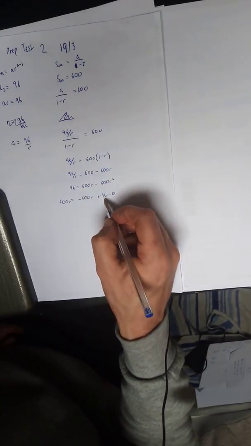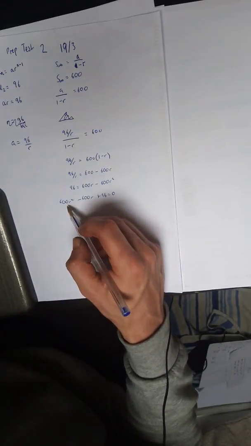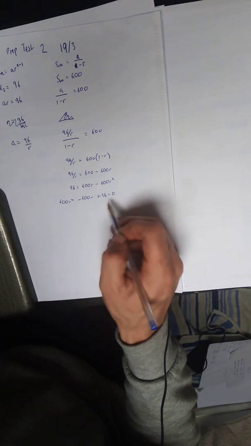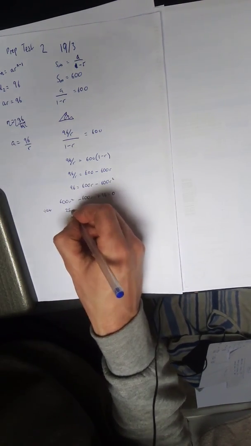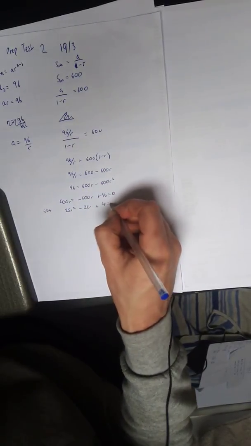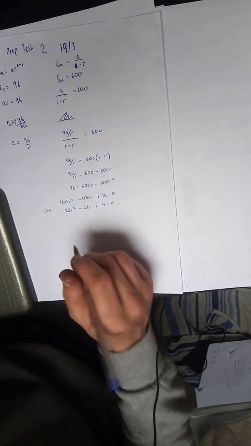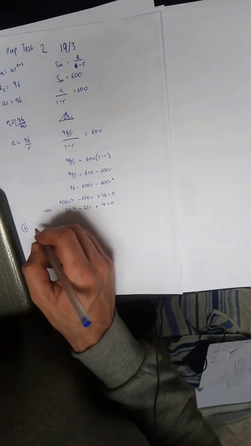And then divide through. How many times does 25 go into 600? 6 times 4 is 24. If we divide through by 24, we get the result: 25R squared minus 25R plus 4 equals 0. So that's done. Part B: find the two possible values of R. We solve that.